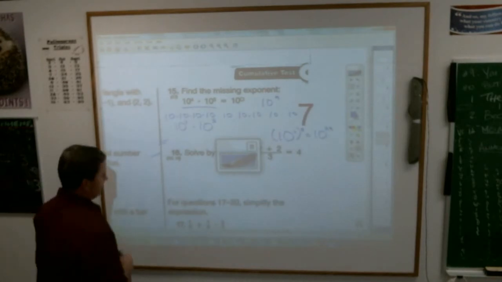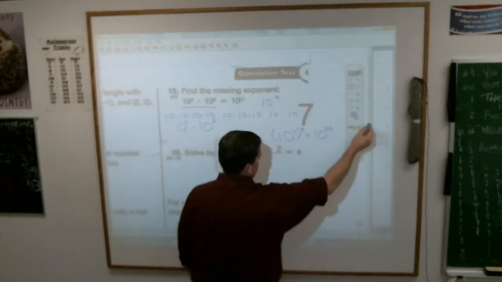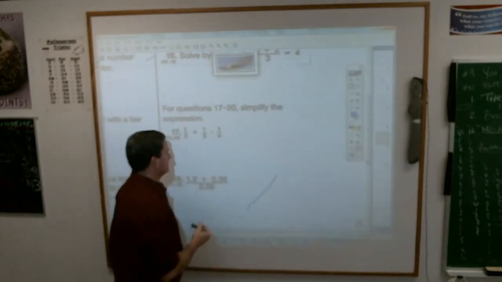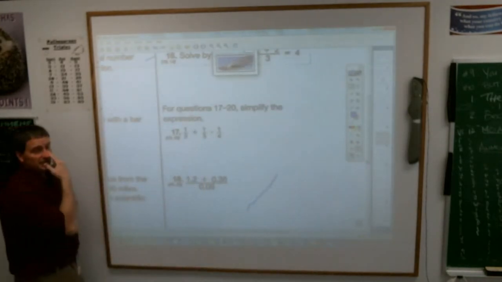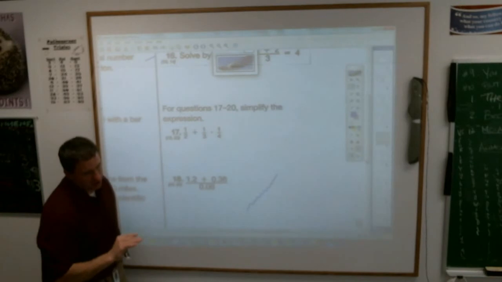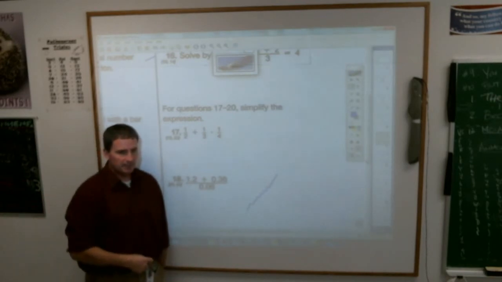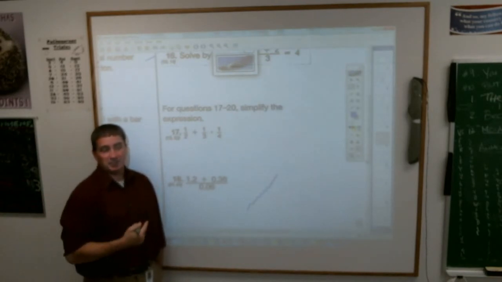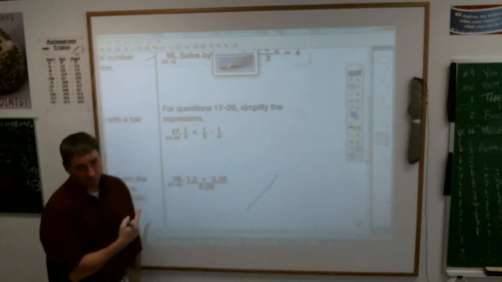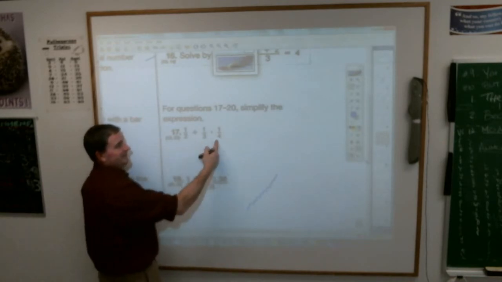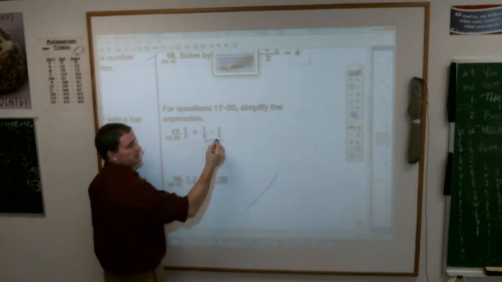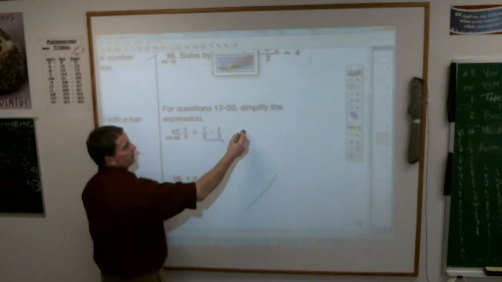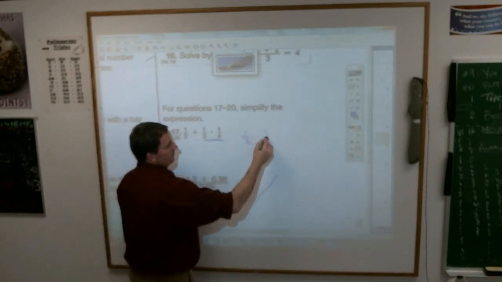17 is a good one. Here's the deal with 17. If you got 17 wrong, a lot of people see fractions and automatically get a little afraid of it. And then because they're afraid, they forget that you have to follow order of operations with this as well. So when you do 17, the first thing you have to do is this. What is 1/3 times 1/4?